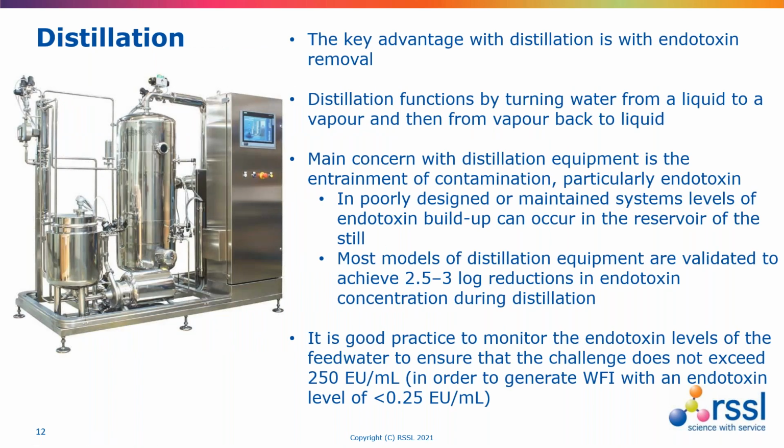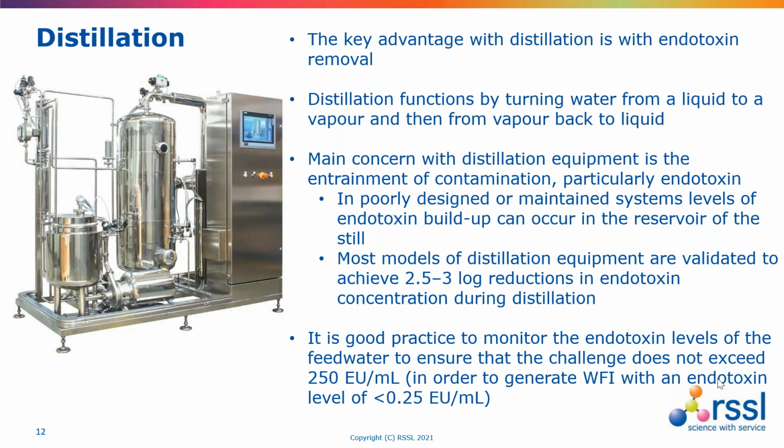There we go. So distillation functions by turning water from a liquid into a vapor, and then from a vapor back into a liquid. And the endotoxin, which is the key thing at this point we're interested in removing, is removed through this rapid boiling process, which causes the water molecules to evaporate, and the relatively larger fragments of endotoxin, which are lipopolysaccharide molecules, perhaps sometimes bound with other impurities, to remain behind.